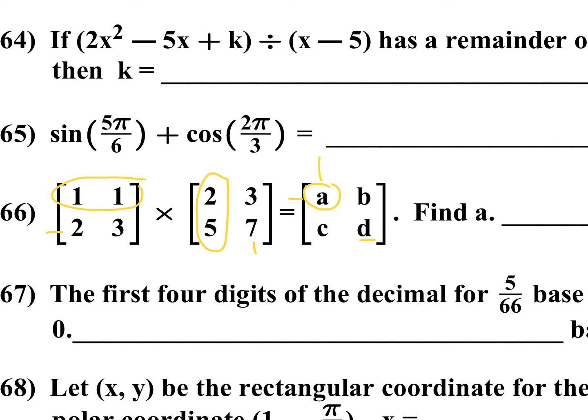And so when we do that, let me just change the markers here. When we do that, the first row is going to be 1, 1, and first column is 2, 5. So multiply 1 times 2, that's going to be a 2. And then 1 times 5, that's going to be a 5. And then you add those two. So 2 plus 5 is 7. So A is 7. Now, just for practice, I want you to find D. And I'm going to give you about 10 seconds to find D.